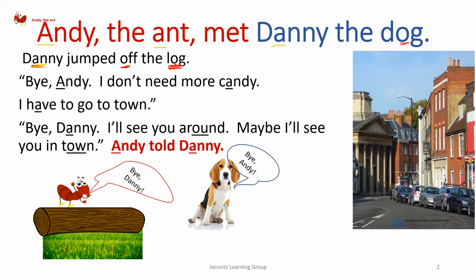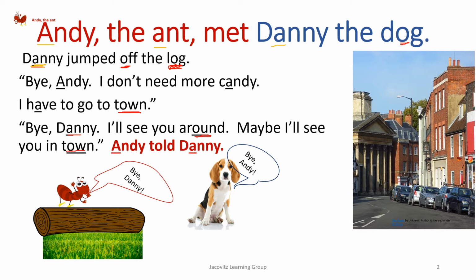And try to remember there's a vowel in front of each sound. So we were here where Danny jumped off the log. Bye, Andy. I don't need more candy. I have to go to town. Ow. These two together are actually a diphthong. Diphthong. O-W. So yeah, bye, Danny. I'll see you around. Maybe I'll see you in town.